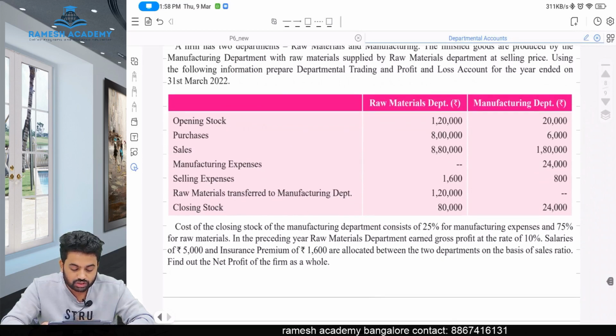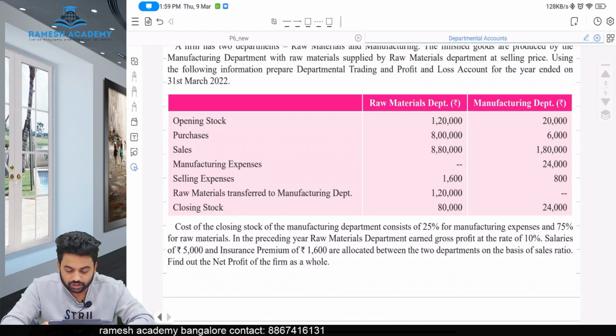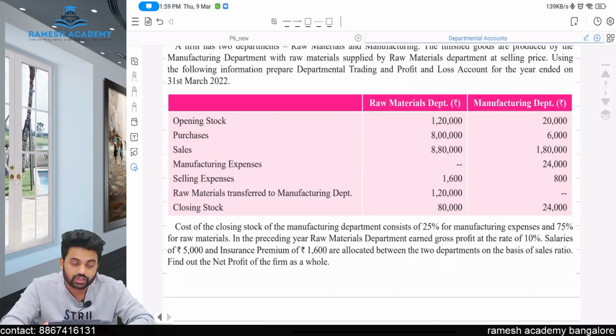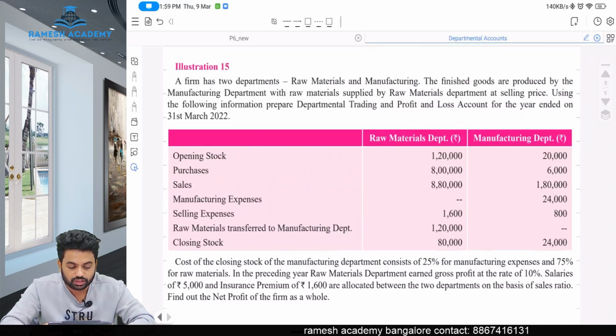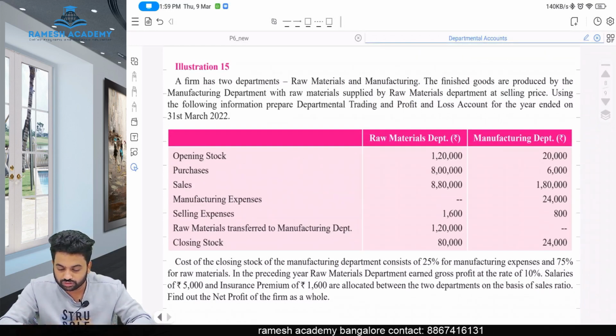The cost of the closing stock of the manufacturing department consists of 25% manufacturing expenses and 75% raw materials. In the preceding year, the raw material department earned a gross profit at the rate of 10%. Salaries of rupees 5,000 and insurance premium of rupees 1,600 are to be allocated between the two departments on the basis of sales ratio. Find out the net profit of the firm as a whole. Kindly go through the question, guys.